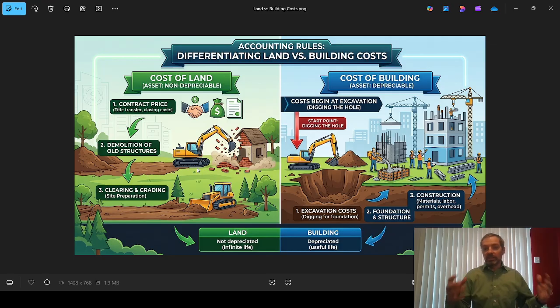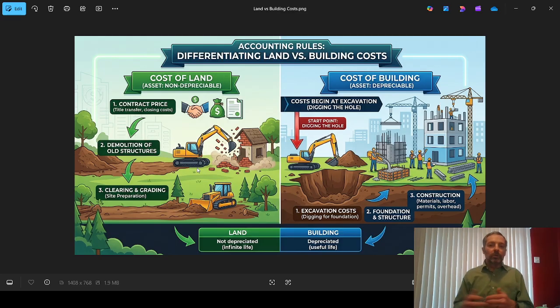So all of that is still getting the land ready to use. At that point, we're now ready to start digging the hole for our new building. Once we hit that point, we start digging the hole for the new building. Now that's part of the building costs. And you can see that on the graphic here, that once we start digging the hole or beginning excavation, now we switch from debiting land in our journal entries to debiting the building in our journal entries. So cost of the building might include excavation, foundation and structure, all the construction.